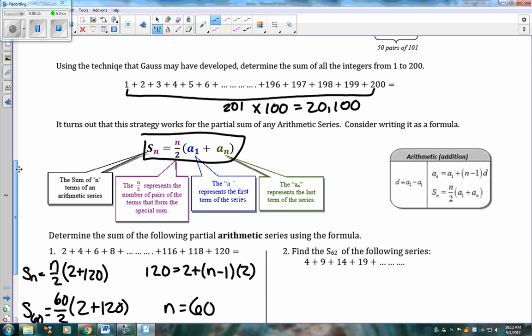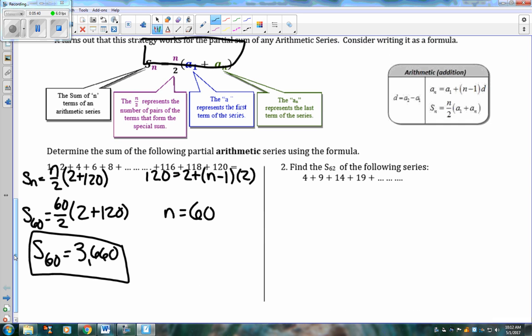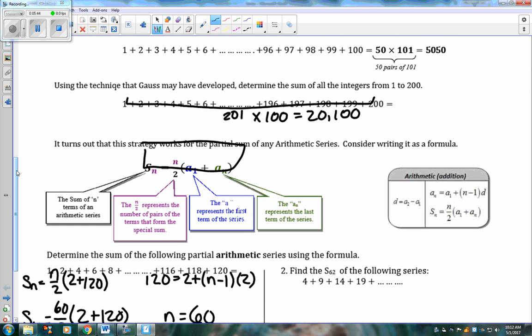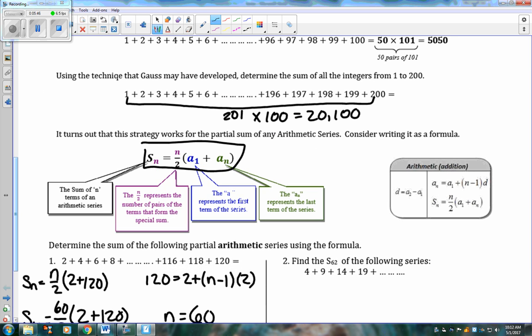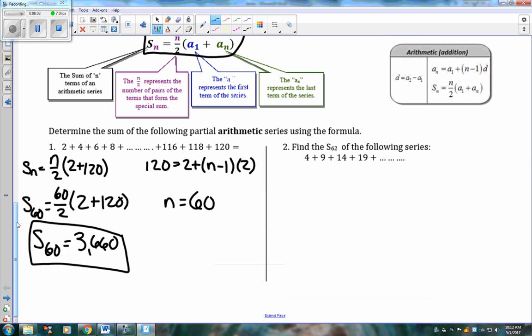See, because we said that my first term was 2 and my last term was 120, right? Before, my first term was 1, my last term was 200, so 201. Then I took my number of terms, 200, divided by 2, which gave me 100. I took my number of terms divided by 2, so it's the same thing. This is just a formula.